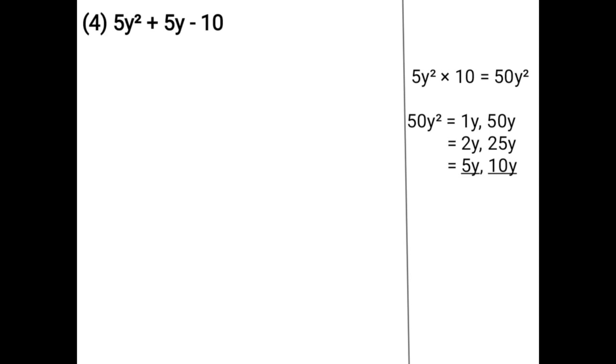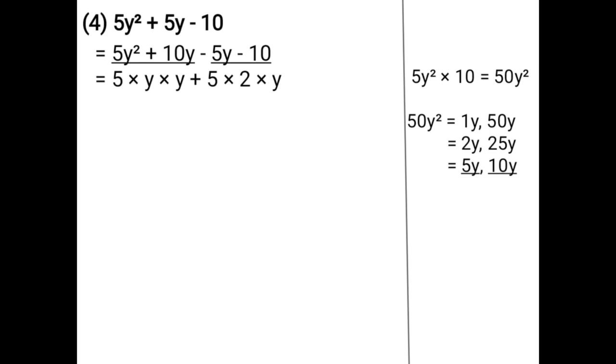Now we'll begin the sum. First you have to write the first term as it is, that is equal to 5y square plus 10y minus 5y. The third term also you have to write as it is, minus 10. You have to underline now and make two groups, that is first term and second term in one group, third term and fourth term in the other group. Next step you have to write the multiplication form, that is equal to 5y square is 5 into y, plus 10y is 5 into 2 into y, minus 5y is minus 5 into y, minus 10 is minus 5 into 2.